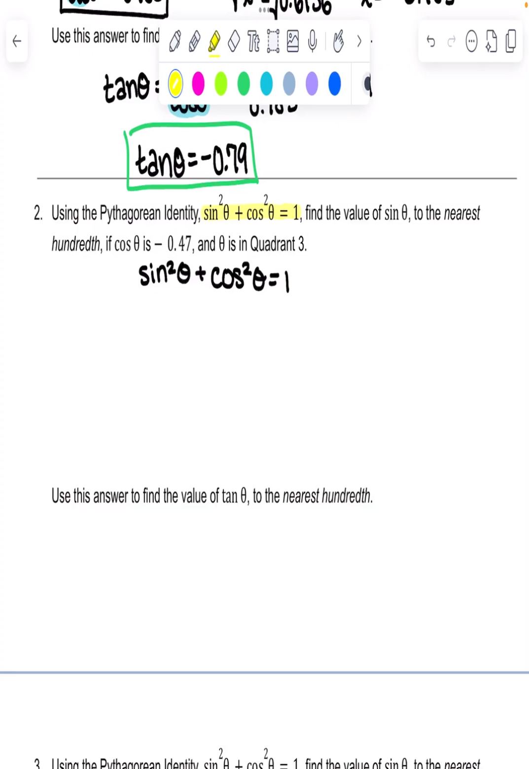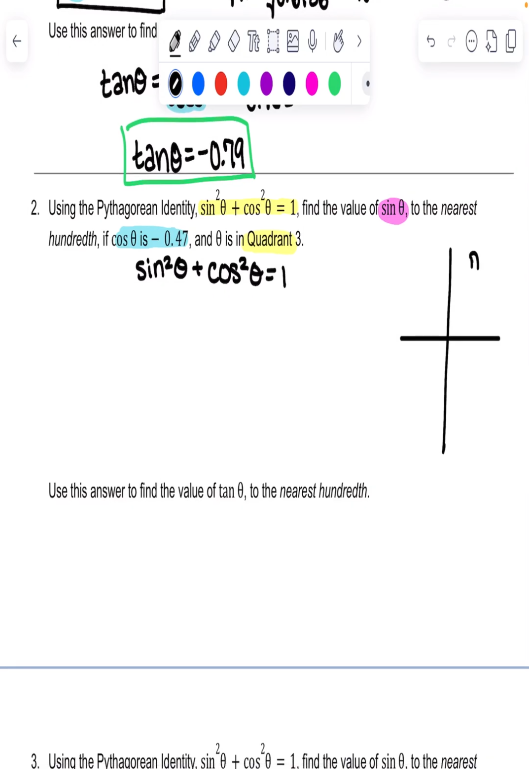They want us to find the value of sine now, and they give us the value of cosine, and we're working in quadrant 3. So first, let's draw out where quadrant 3 is. A, S, T, C. 1, 2, 3, and 4. Alright, so quadrant 3 is right here. And let's say our point's right there.